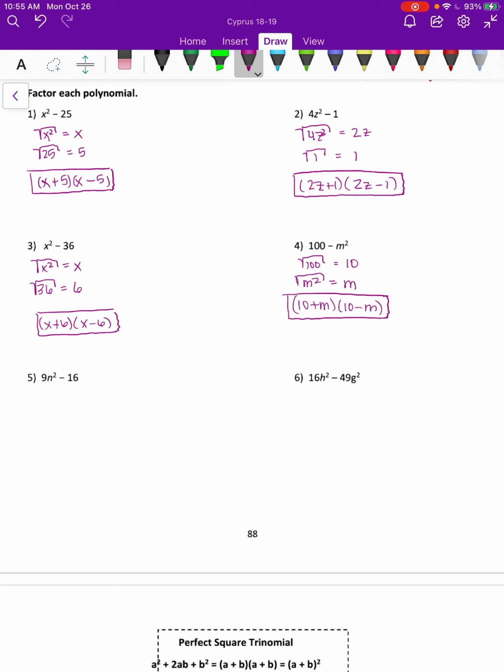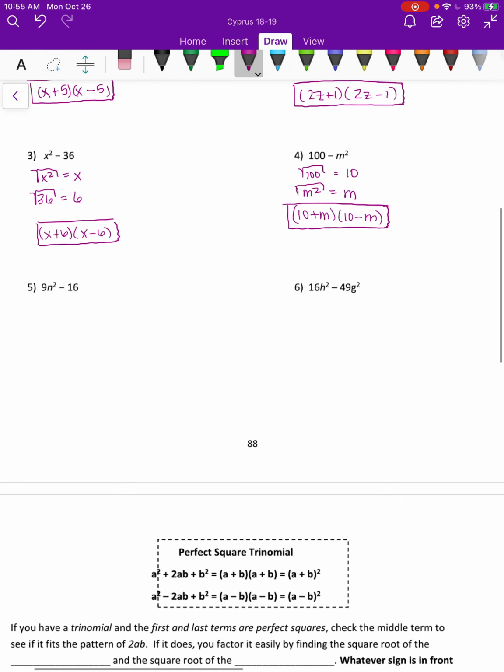Okay, I did number 4. I didn't narrate it, so I'm going to go through it really quick. The first term we take the square root is 10. Second term we take the square root is m. But this one's written backwards of what we've done on the other problems, right? Our variable is the second term. It matters which one goes where. So our first term always gets listed first in our parentheses. Our second term gets listed second. So that's why I have 10 plus m and 10 minus m instead of m plus 10 and m minus 10, because that one was written backwards there.